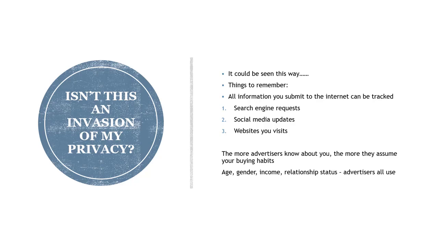The more that the advertisers know about you, the more they assume about your buying habits. So age, gender, income, relationship status, these are all things that advertisers look for to get information to hopefully sell you something. Even if you have things on, say, your Facebook page or something like that, information about things that you like, the ads could be targeted to you there also because of that information.